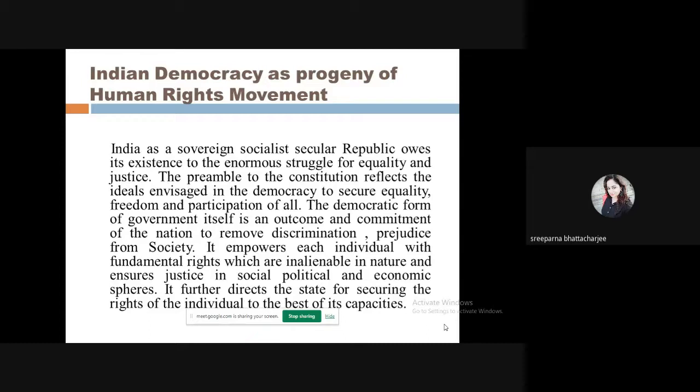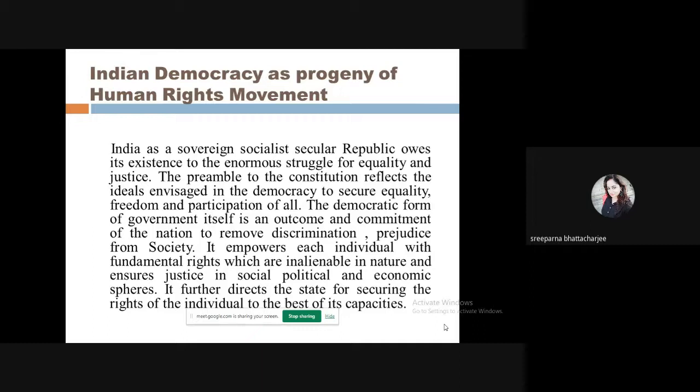Okay, now the next point is Indian democracy as progeny of the human rights movement. As I have already entitled this presentation, the role of democracy and civil society, it is very pertinent to mention this democracy here. So we know that the preamble to the Indian constitution refers to it as the sovereign, socialist and secular republic. And it is not something that is the result of a single day. It is the result of the struggle that the people have undergone, and that is why they understood the value of sovereignty, and why the term socialist was put, so that the people get economic justice, which was denied earlier.